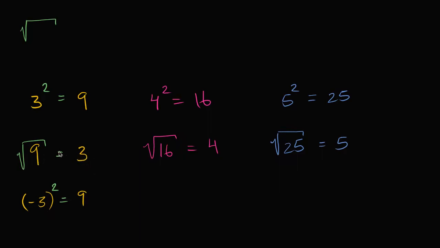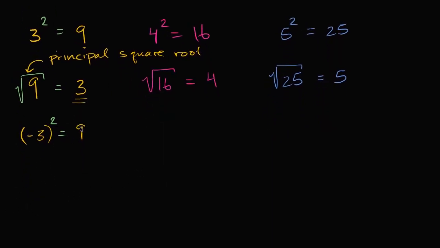Well, depending on who you talk to, that's actually a reasonable thing to think about. But when you see a radical symbol like this, people usually call this the principal root. Principal square root. Another way to think about it, it's the positive. This is going to be the positive square root. If someone wants the negative square root of 9, they might say something like this. They might say the negative square root of 9. Well, that's going to be equal to negative 3.